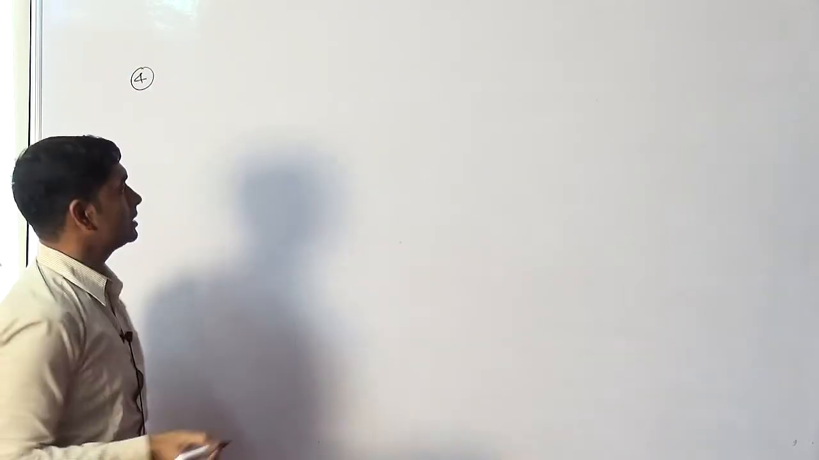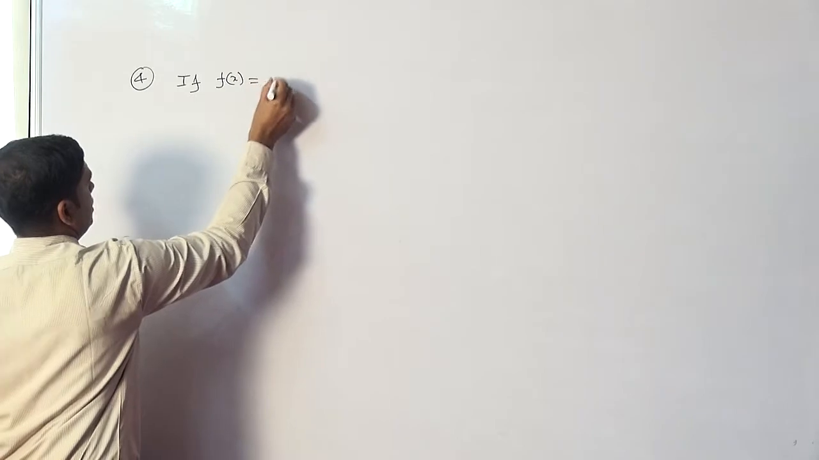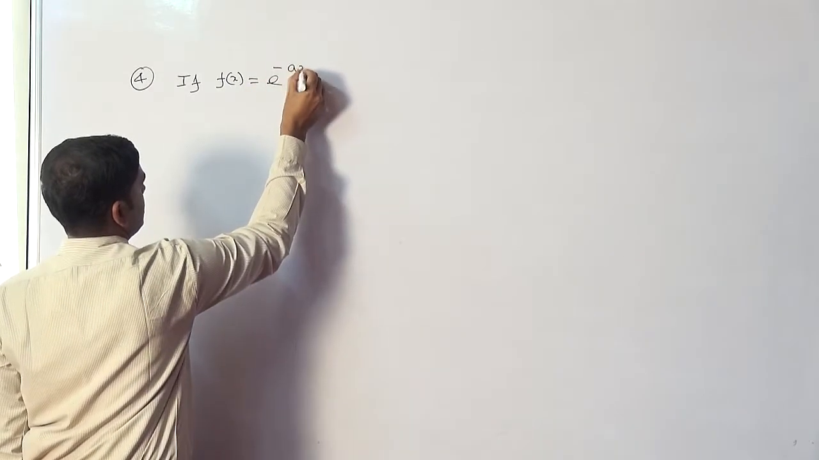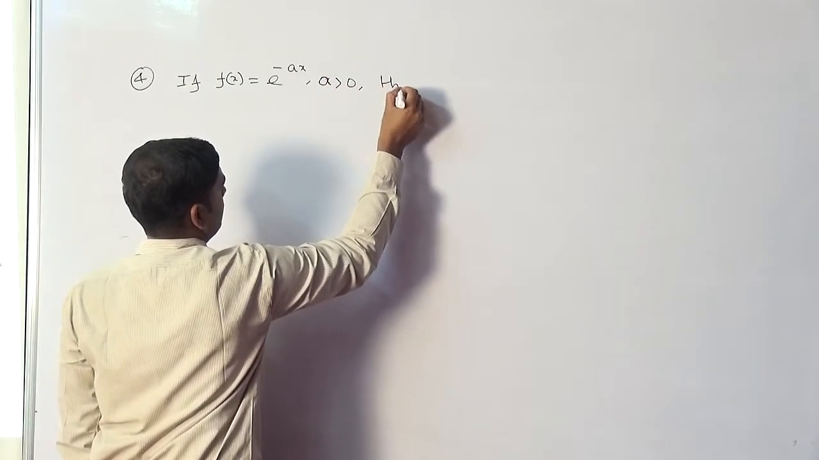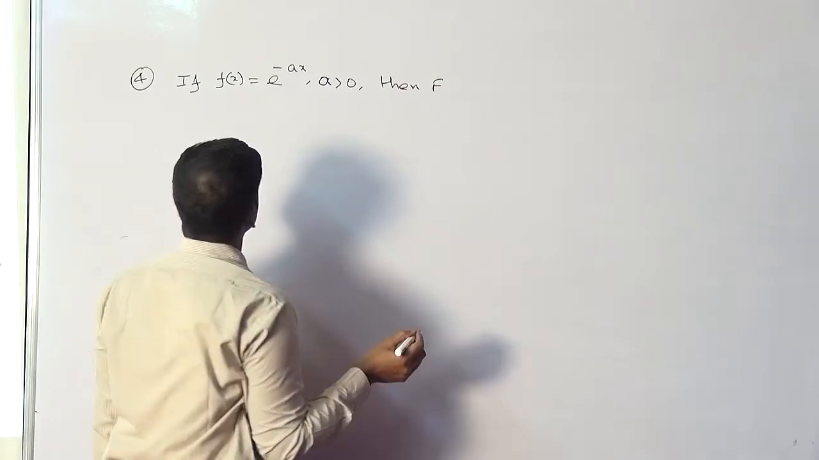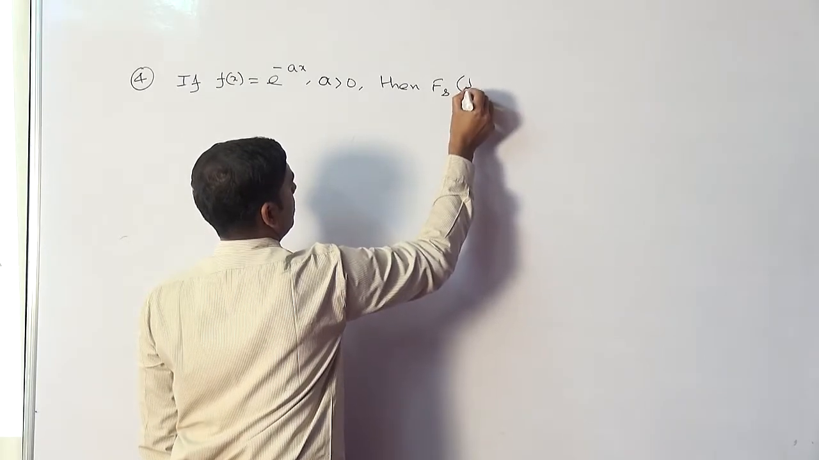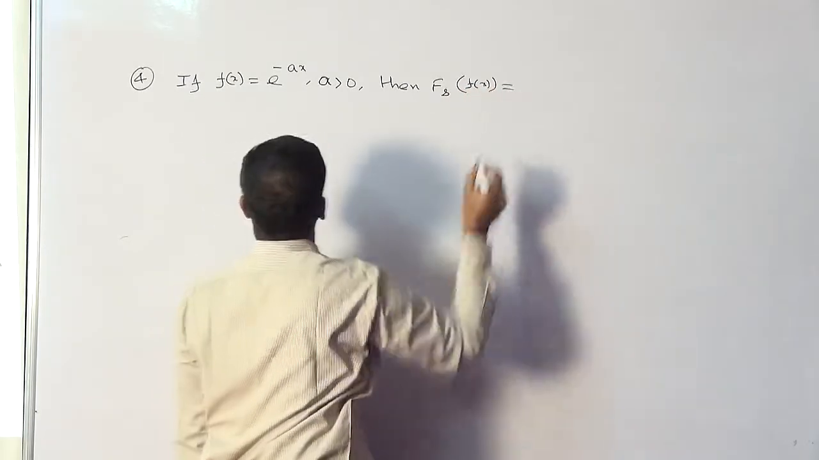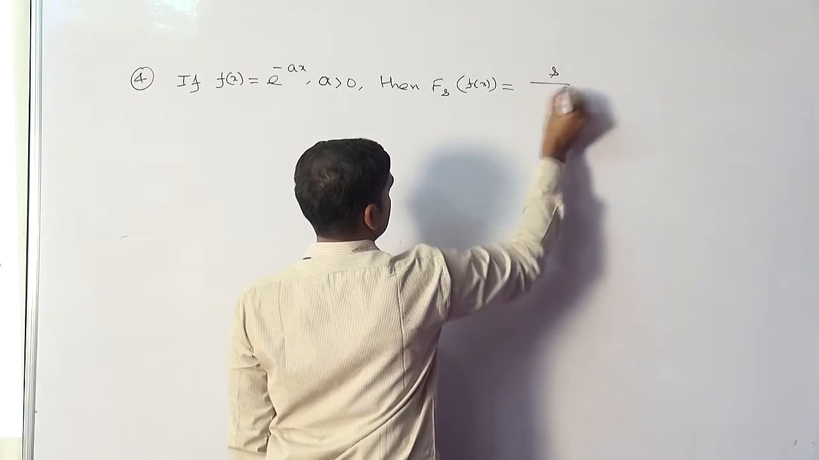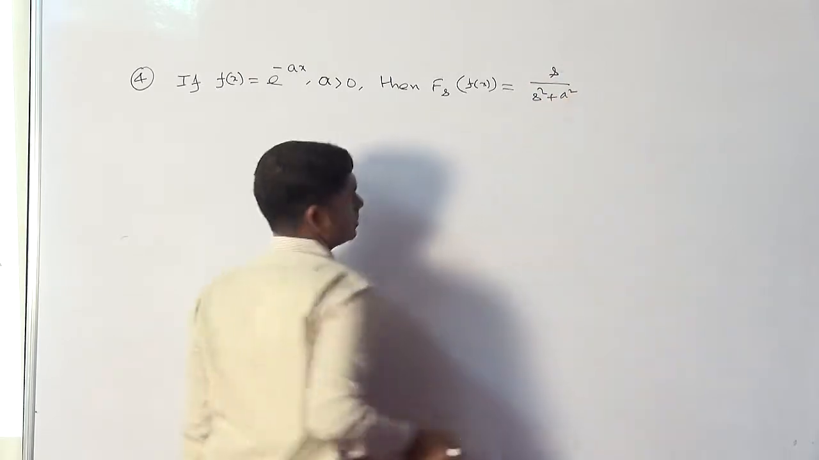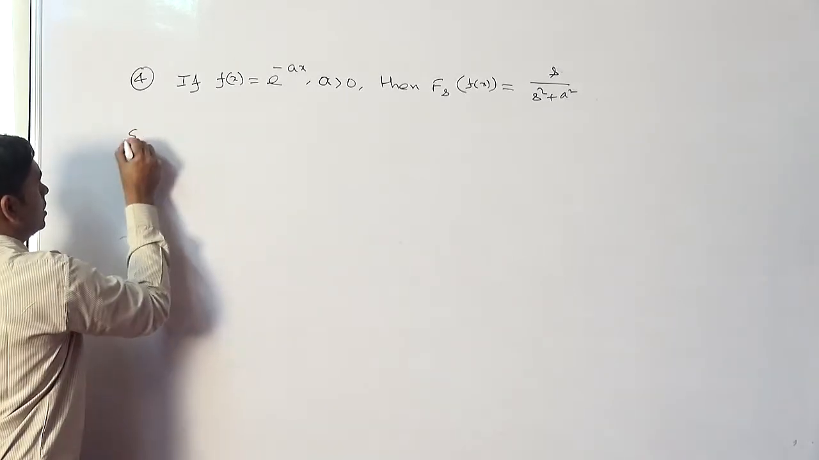Now number 4, Fourier transform. In this case the function is given that if f(x) is e to the power minus ax where a is greater than 0, then the Fourier sine transform of the function f(x) is s/(s squared plus a squared). Okay, now let's find out the solution.